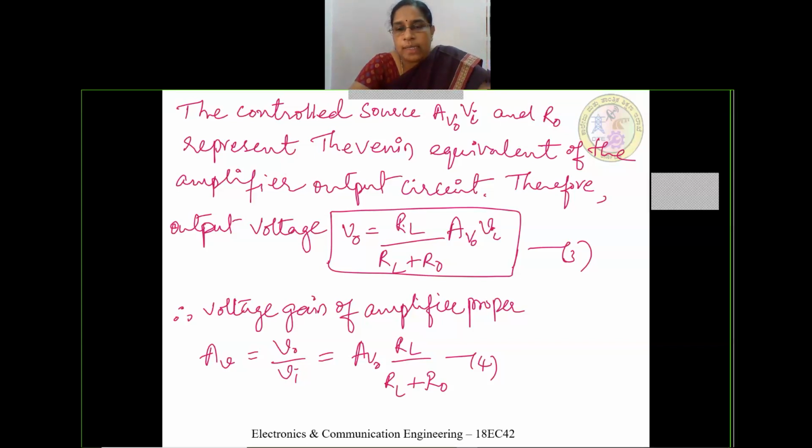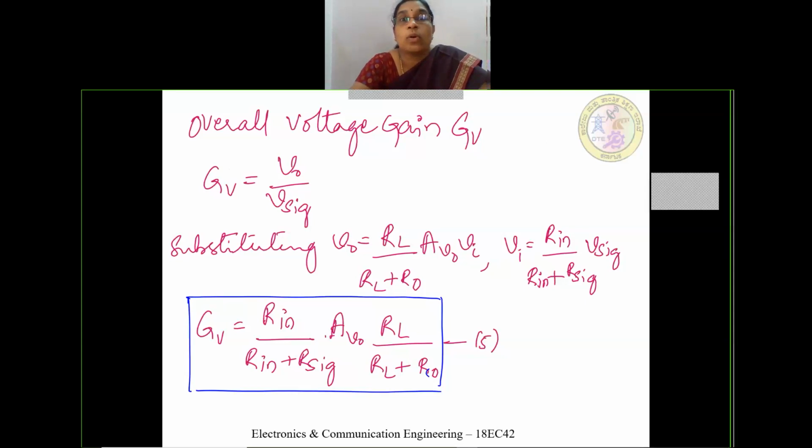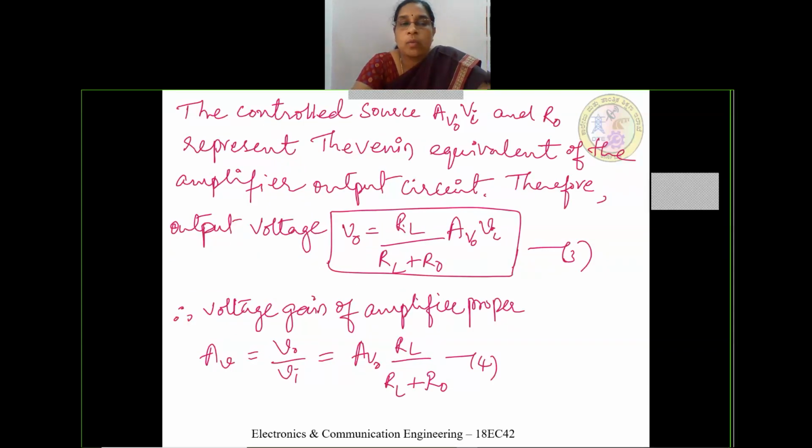It is available as the voltage division given by the resistors RL and R naught. Next, the third one is the overall voltage gain. Now the previous AV is called what? The voltage gain of the amplifier proper. Why is it amplifier proper?